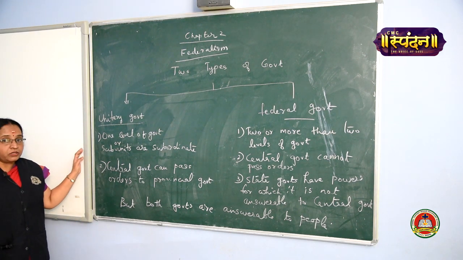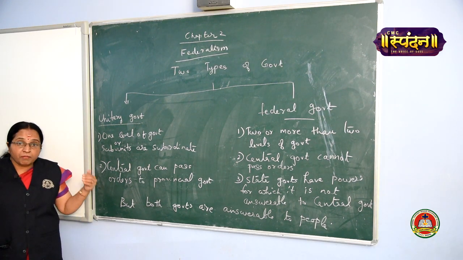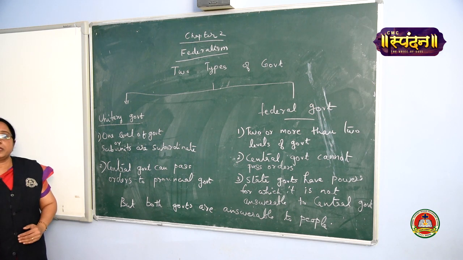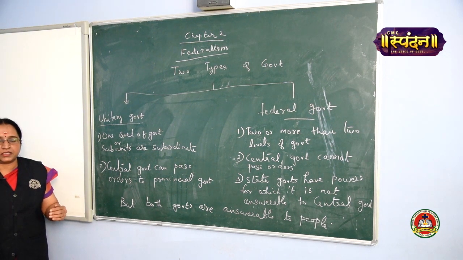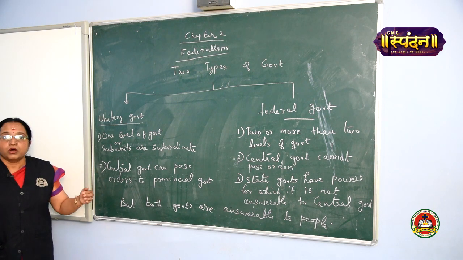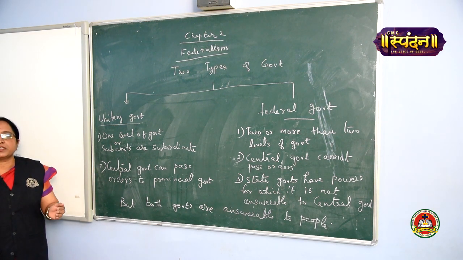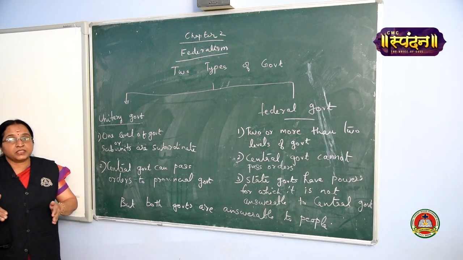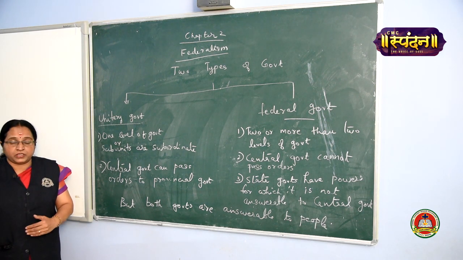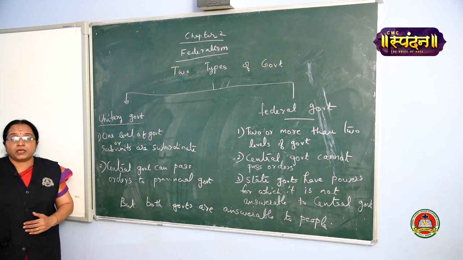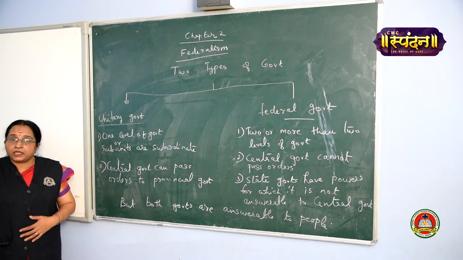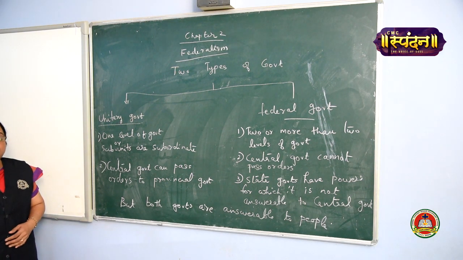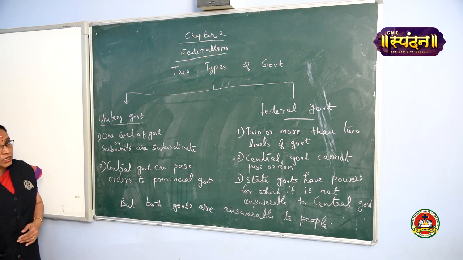Because state governments enjoy some powers, and for those powers they are not answerable to the central government. In some cases state governments have to obey or follow the rules of the central government, but the powers enjoyed by the state government cannot be taken by the central government. They are not answerable to the central government. Am I clear to you, children?